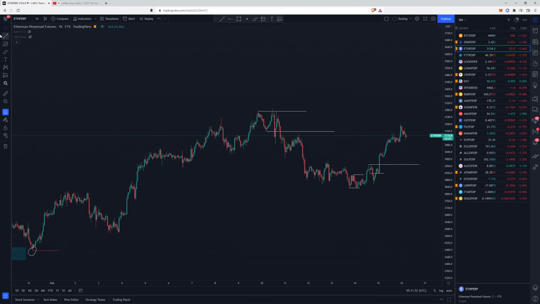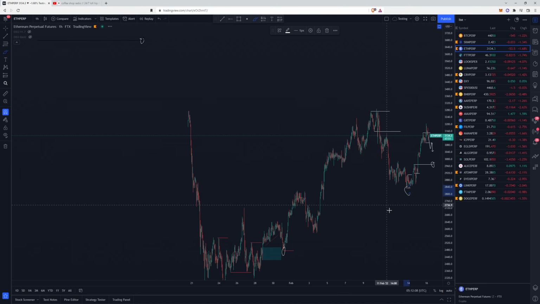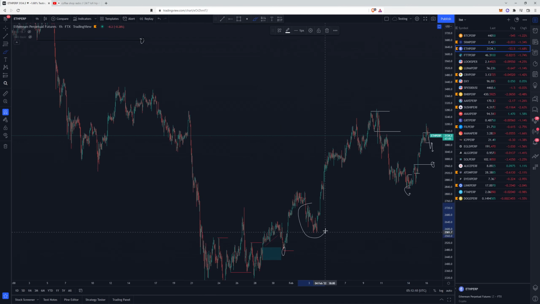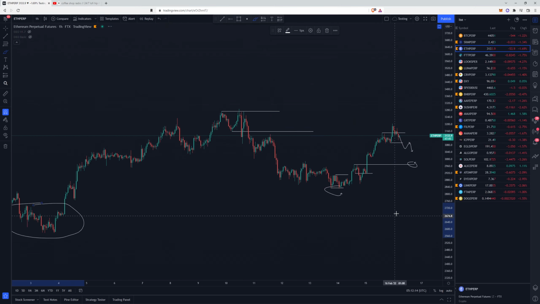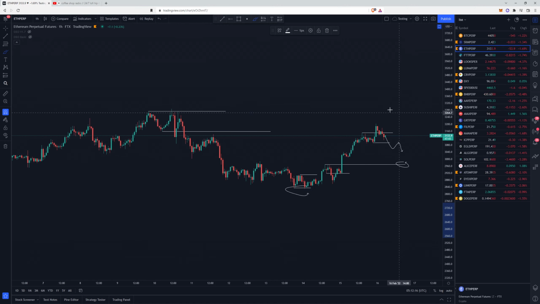If we get a break in structure, so you can see we swept out that high, breaking below the low, sweeping out the previous day's high. If we get that break below, then the best thing to do would be to look for shorts into this level, below these lows, or even further down into this range here. But we'll just have to wait and see. For now, the structure is still leaning slightly bullish.